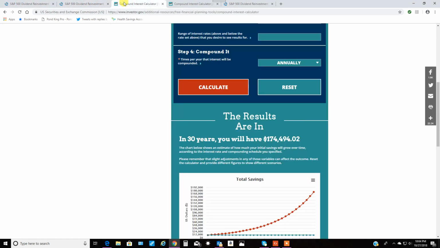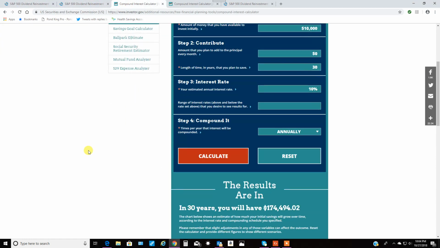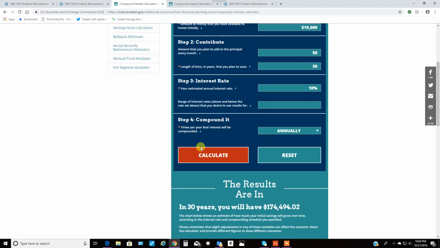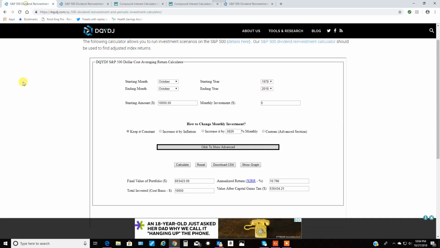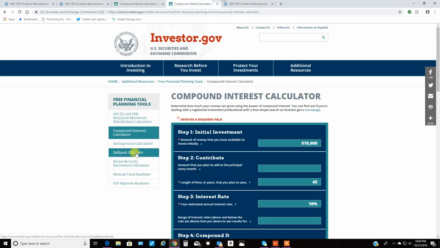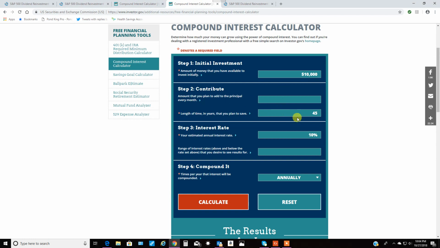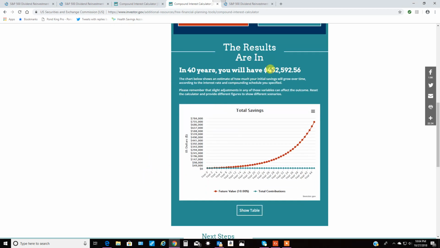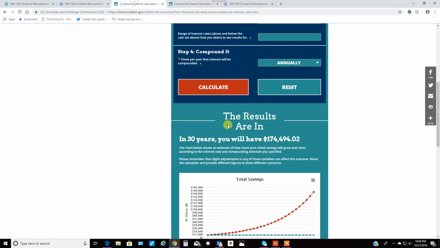Okay. Now here's a hypothetical example. Here's a 30-year. You start with $10,000, you add nothing to it for 30 years. 174,000. What does that compare to? Well, here you get 165,000. Let's add 10 more years to the 30, and here it's 452,000. So it's this for 40 years, this for 30 years.